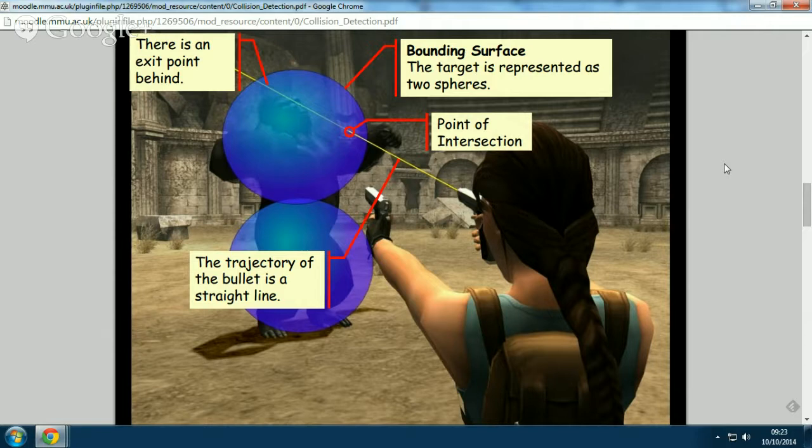Now, this idea of treating the complicated object as if it was just a collection of simple objects, these are called bounding volumes. So they're simple volume shapes which bound the object in the virtual environment.